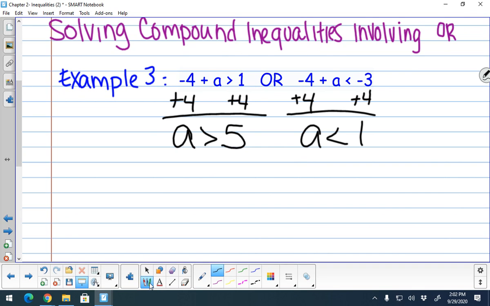Okay? The biggest thing with our answer, we have to then make sure we are writing the word or in between them. No word implies and. So and is like the default answer. We have to tell it that it's or.